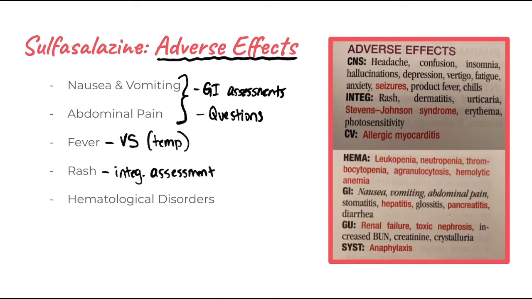Lastly, some common hematological related disorders include agranulocytosis, hemolytic anemia, and macrocytic anemia. That being said, frequent complete blood counts should be obtained periodically.